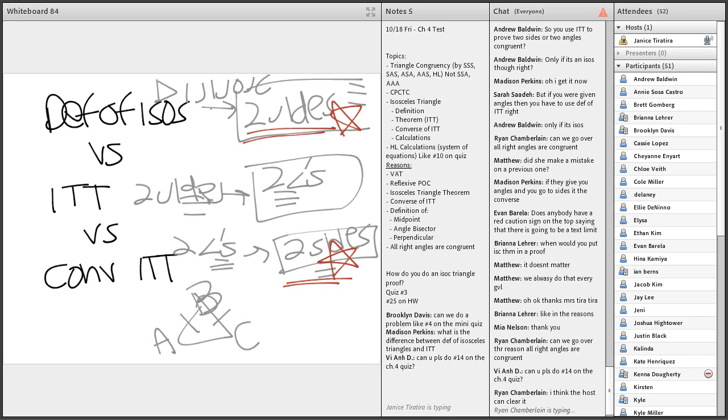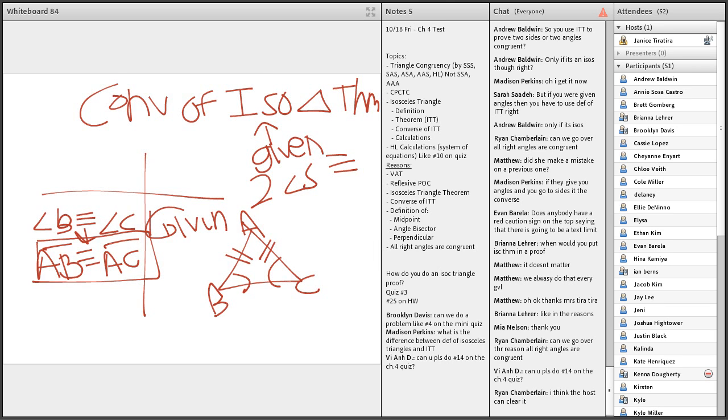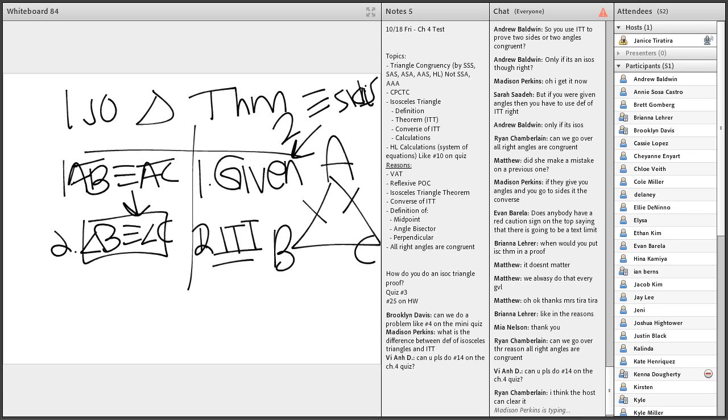So can anyone answer Brianna's question? She said, when would you put the isosceles triangle theorem in the reasons of a proof? So when would you use ITT in the reasons? I think I showed you guys here. You would use that when you're given two sides are congruent and you're trying to prove angles are congruent. That's when you would use ITT. But you must be given two sides are congruent.